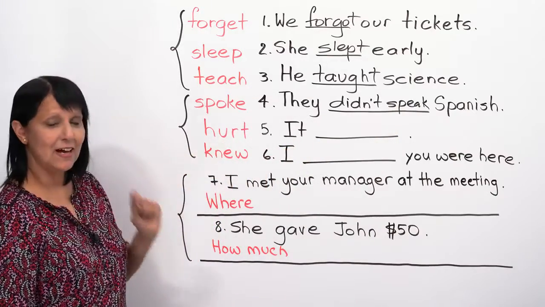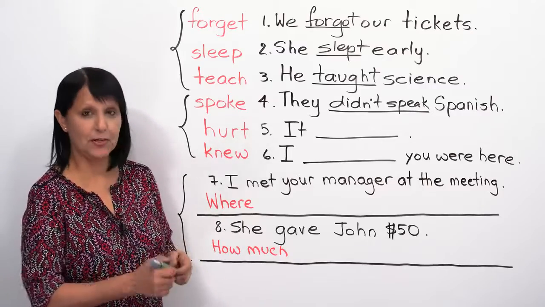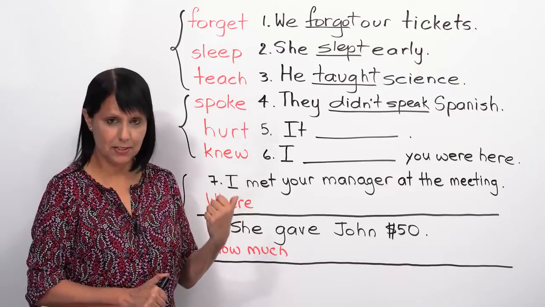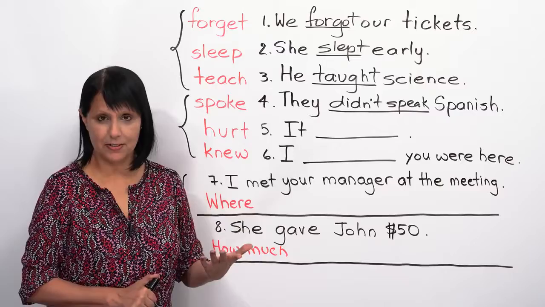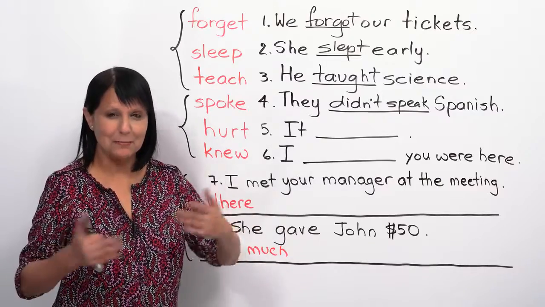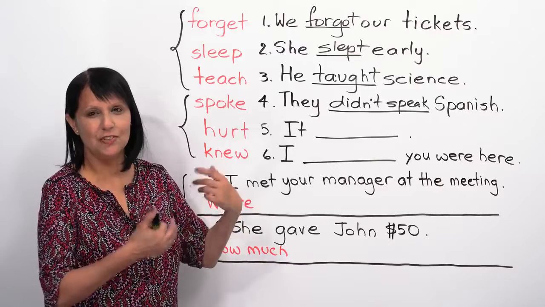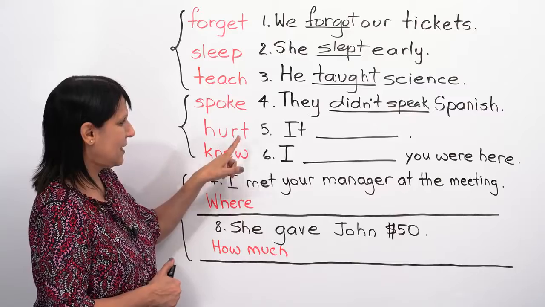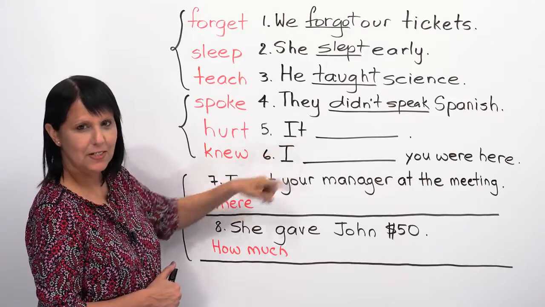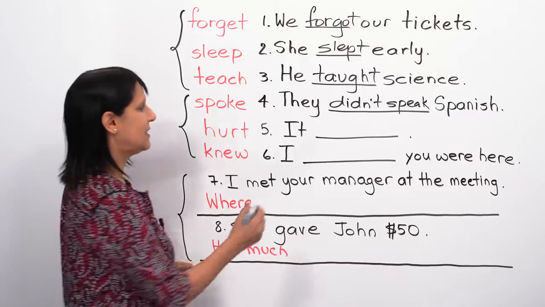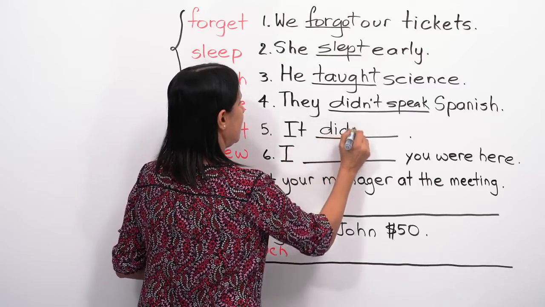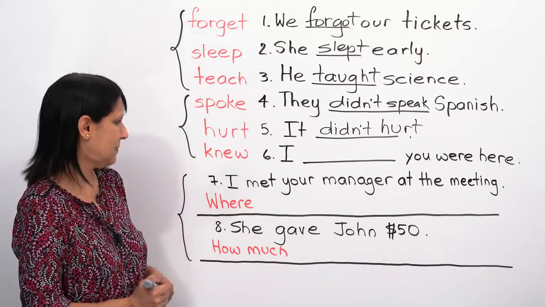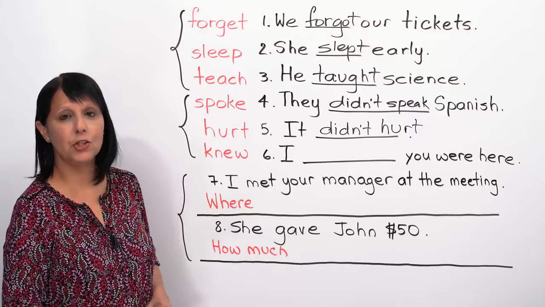Next, this is actually an interesting irregular verb because it doesn't change. The present tense form is hurt. The past tense form is also hurt. And that's why it's an irregular verb, because it doesn't change. But it doesn't change in this particular way. All right? So, hurt becomes, when it's negative, didn't hurt. Okay, good. The past tense of the verb, knew.